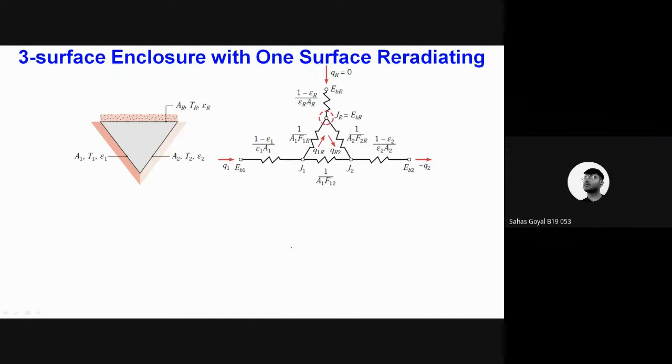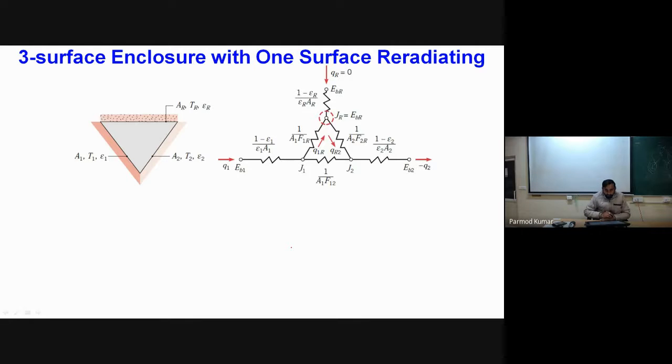Yes. Now let us talk about another three surface enclosure. But in this three surface enclosure, we are having one special type of surface which is called a re-radiating surface. The meaning of a re-radiating surface is that, say, this is my cavity, this is phase 1, phase 2, this is phase 3.